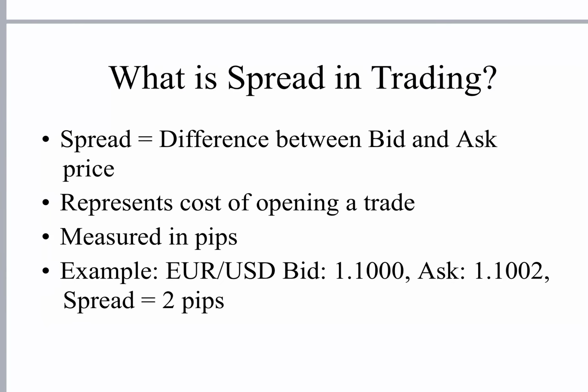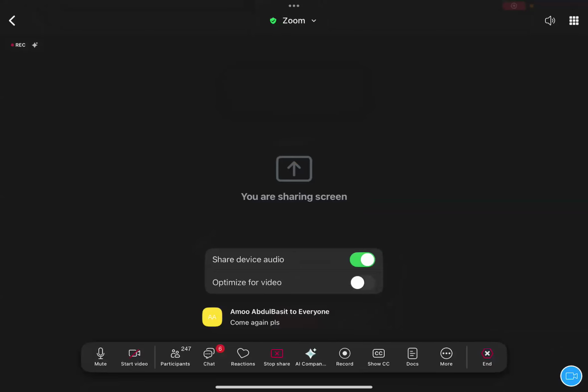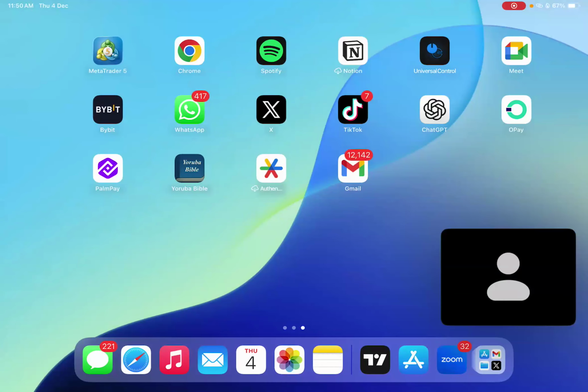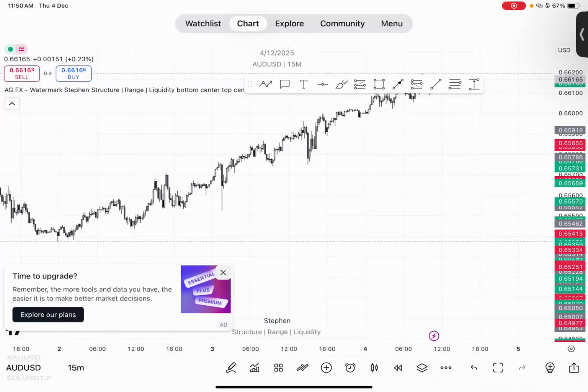That is why if you go to your TradingView, quickly, let me just go to TradingView so that you will see what I'm talking about. Please, if you look at your top left corner, you can see where the sell is and where the buy is. I hope everyone can see that. You can see 0.6616. You can see the sell price and the buy price.